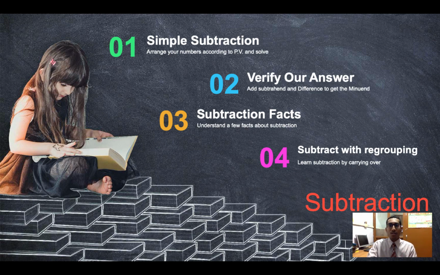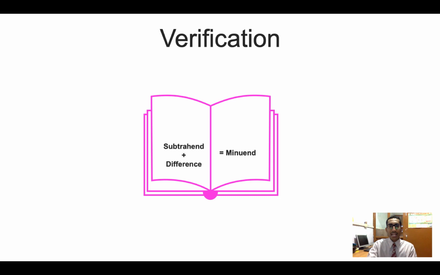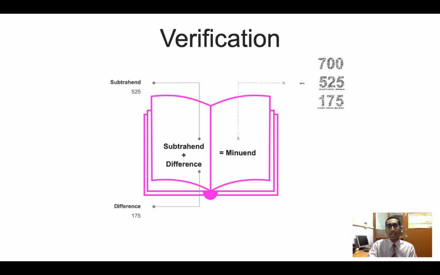Okay, so we will be adding the subtrahend and the difference to get the minuend. Okay, now my subtrahend in the previous question was 525. The difference which came was 175. Okay, 175 was nothing but my answer. Now if I add these two, I should come back to my original minuend. Okay, so now in the question the minuend was 700. Okay, 700 and 525 is nothing but my subtrahend.